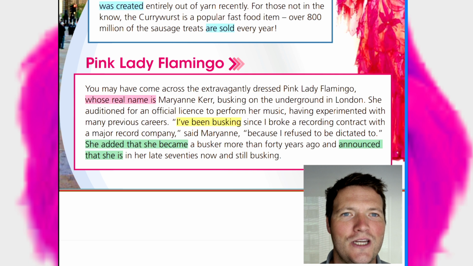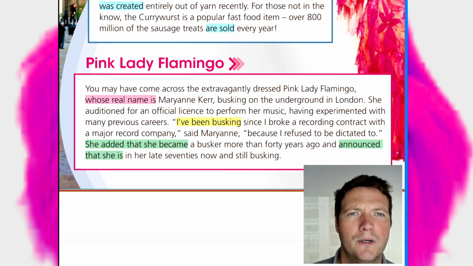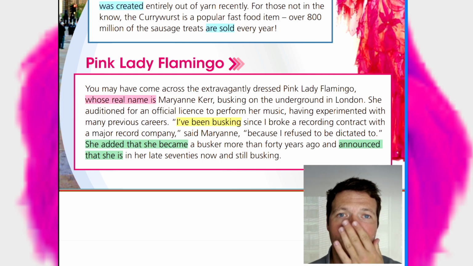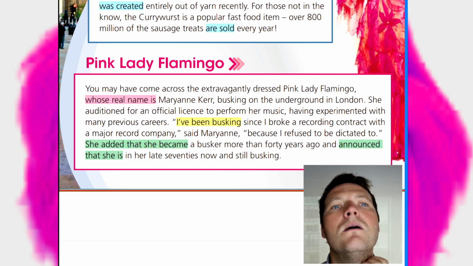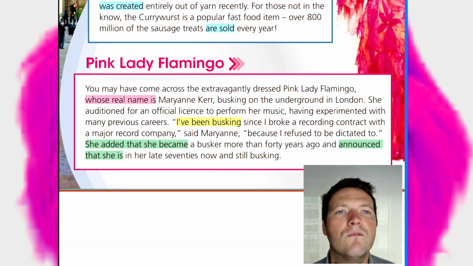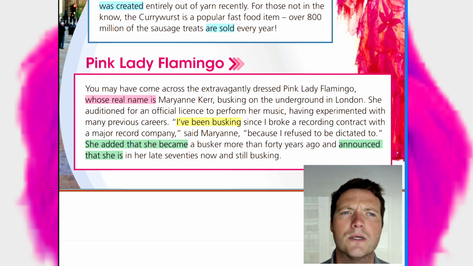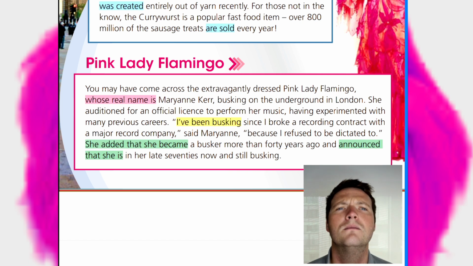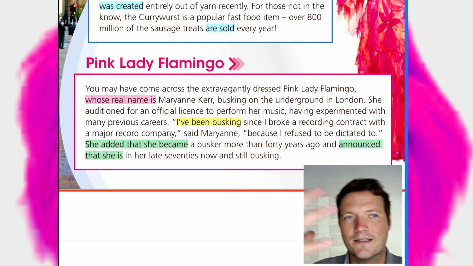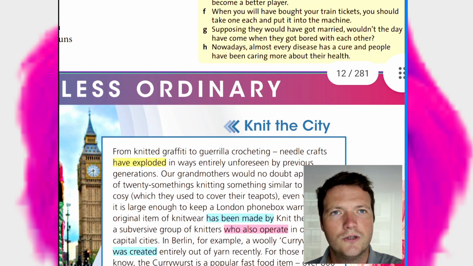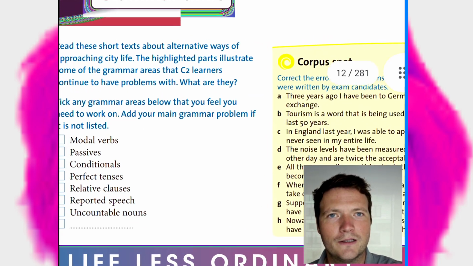She added that she became a busker, right? So I think this green here is reported speech, right? So she added that she became a busker more than 40 years ago and announced that she is in her late 70s now and still busking. Not a very well written sentence, but yeah, it's reported speech. Now, okay, I'm going to try to gently move back up.